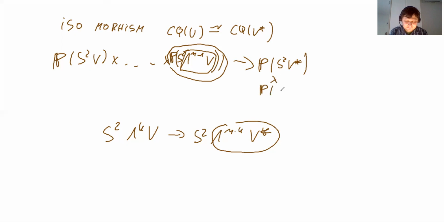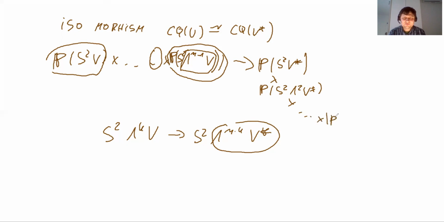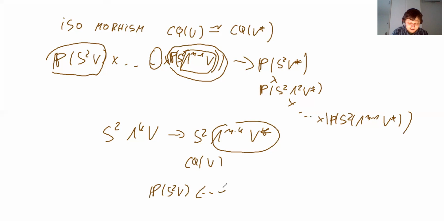Then there is the next factor P S2, and the first one here will be just wedge 2 V dual, and so on. And this last one will be just the projectivization of S2 wedge n minus 1 V dual. So in fact this variety of complete quadrics admits the inversion morphism. Notice that this is a birational map, but it doesn't really matter if you go from V to V dual or from V dual to V. Inversion is inversion, and this variety of complete quadrics is very symmetric with respect to that construction.